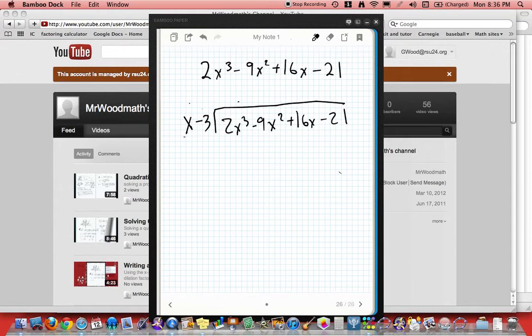How am I going to do this? I have to find out how many times x goes into 2x cubed. Well, it goes in 2x squared times, because 2x squared times x is 2x cubed. Now I need to multiply this 2x squared by x minus 3, and I get 2x cubed minus 6x squared.